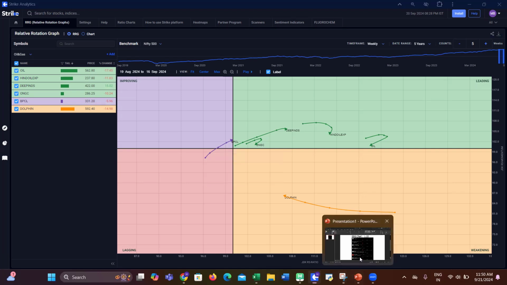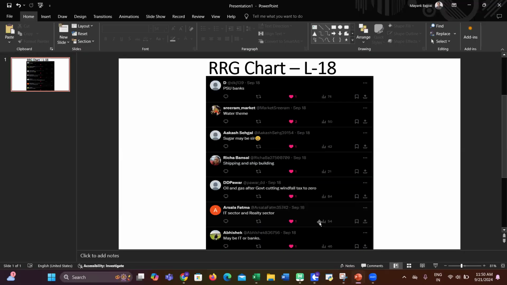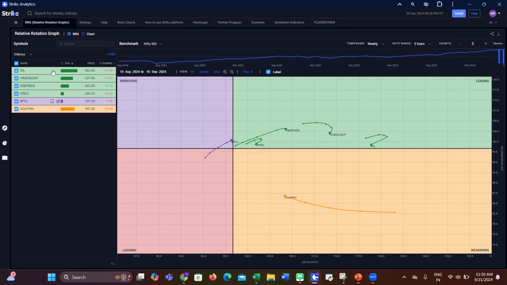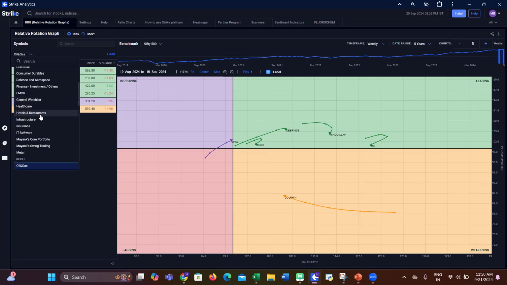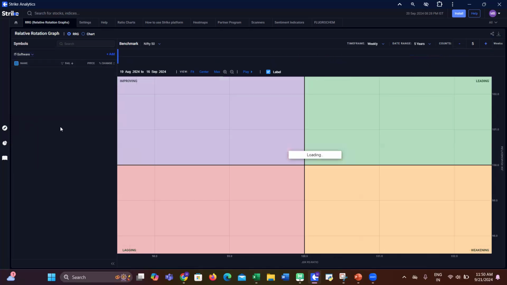For oil and gas, oh, I did not cover gas. Sorry about that. So I'll try to add some of the stocks from gas and I'll share a separate tweet. Sorry about that, I missed it. IT sector and realty sector. So for the IT sector, I haven't added gas, right? So I don't have that, but I'll cover that. IT sector, yeah, let's look at the IT sector.